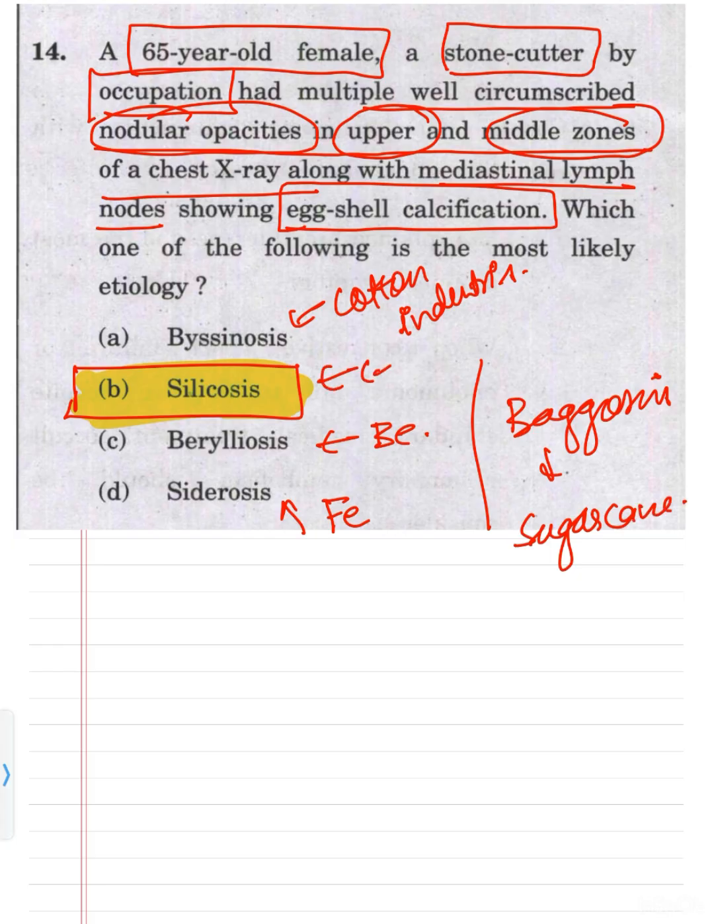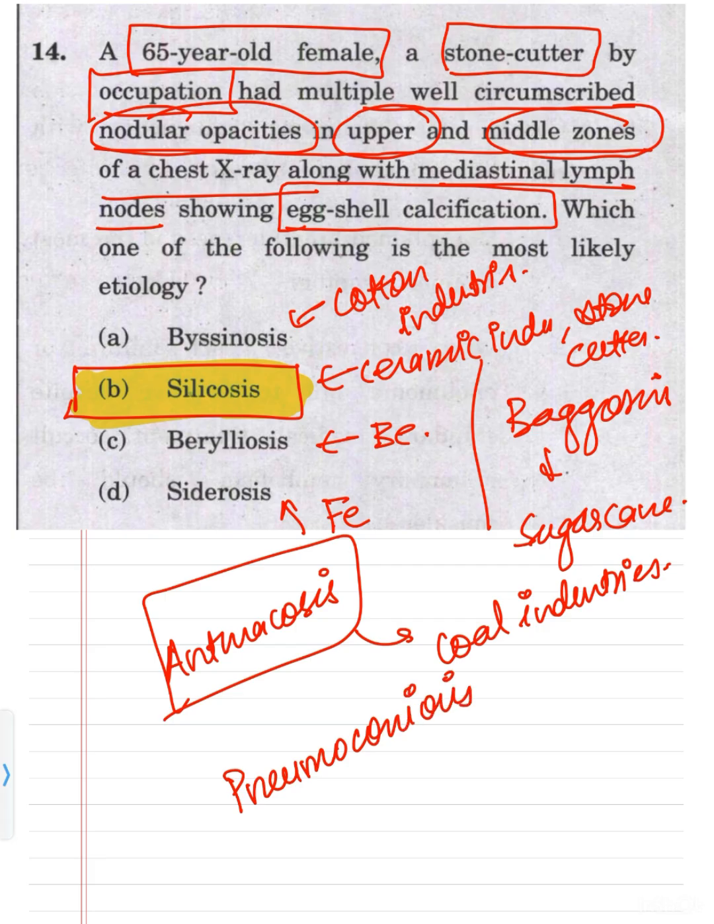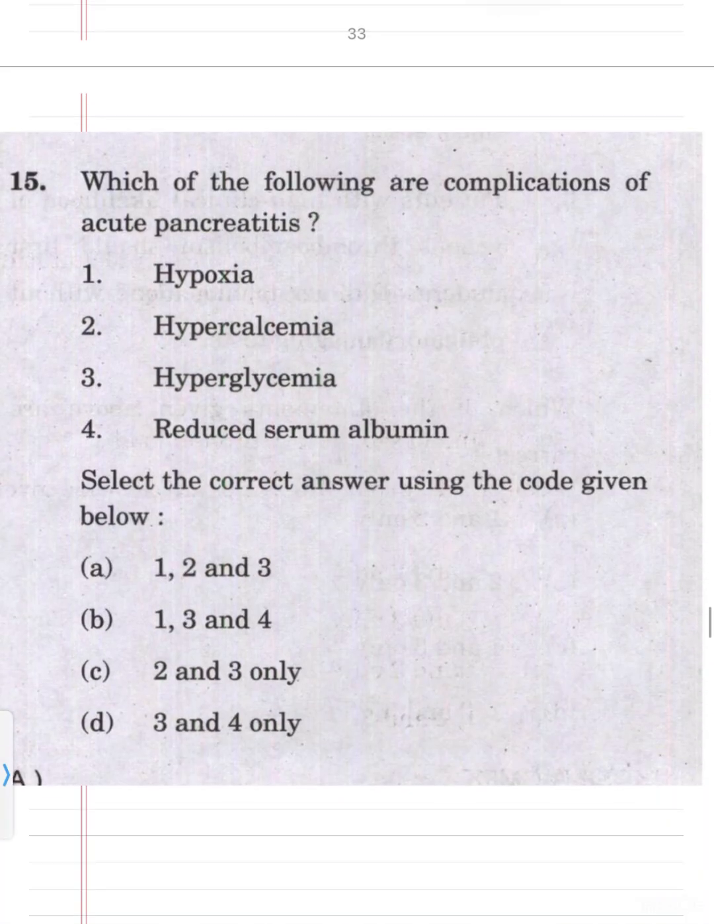Again, if a person is working in the ceramic industry, or is a stone cutter, this can be asked. Anthracosis is seen in the coal industry. And all these occupational diseases, the involvement of lung in occupational disease, all come under pneumoconiosis. So the 14th answer will be silicosis.